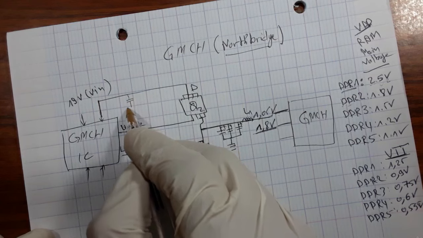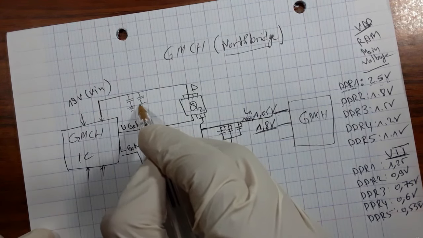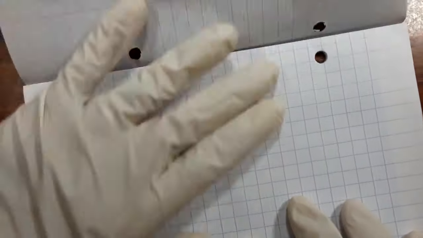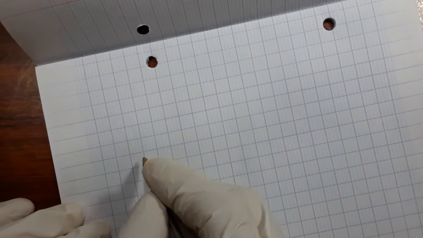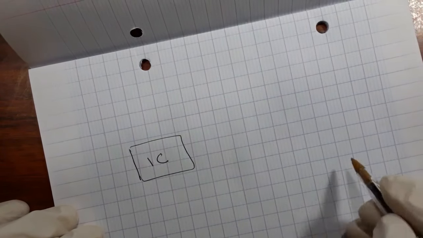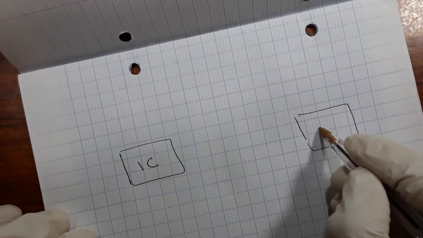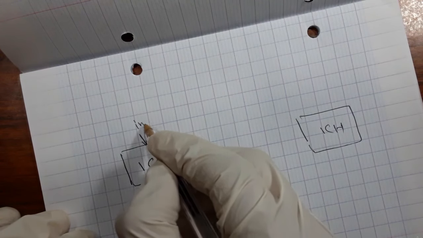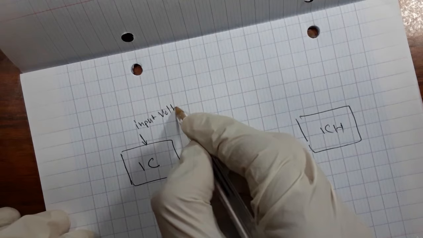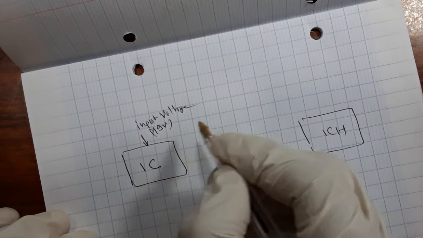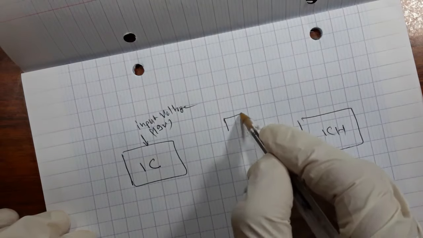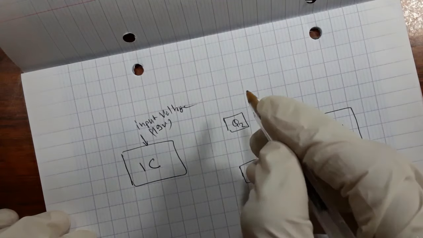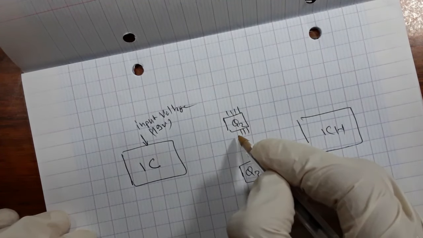Also here, we have another capacitor, but this is a PF capacitor. So for the ICH, the same thing. We have an IC here that is responsible to power the ICH. This IC normally should have an input voltage, about always 19 volt or more. So here we have MOSFETs, let's assume Q2 and Q3. We have here the drain, the source and the gate.